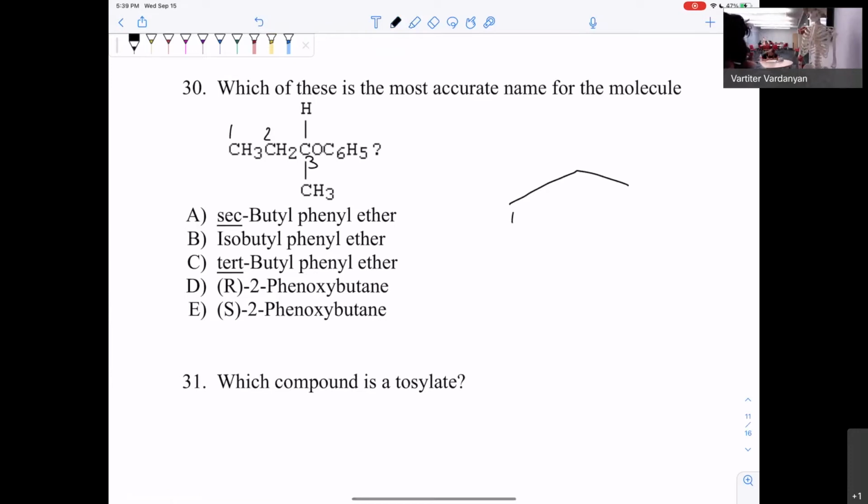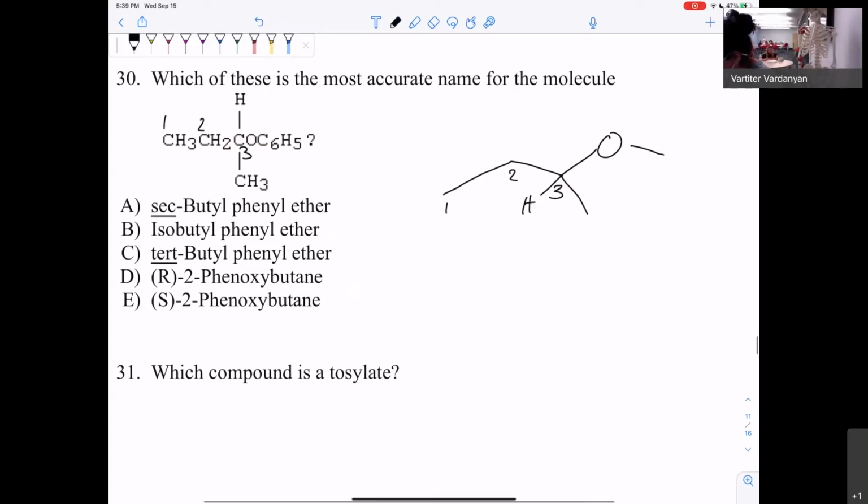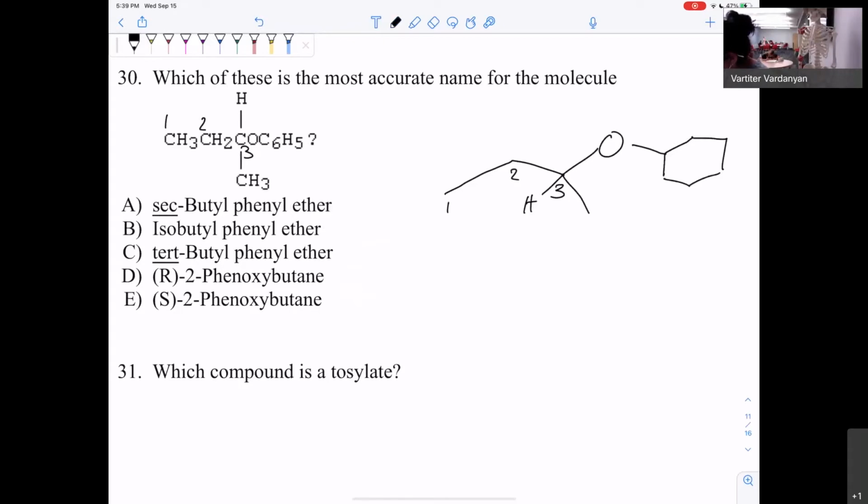How are you figuring out the chain when it's written like that? Because that confused me. I hate when it's written like that. I literally have to number it and draw it out. So what I always do is I number the easiest chain. So 1, 2, 3. And then I know that on carbon 3, I have an H, I have a CH3, I have an O. And on the other side of it, the O has a benzene ring because C6H5 is a benzene.